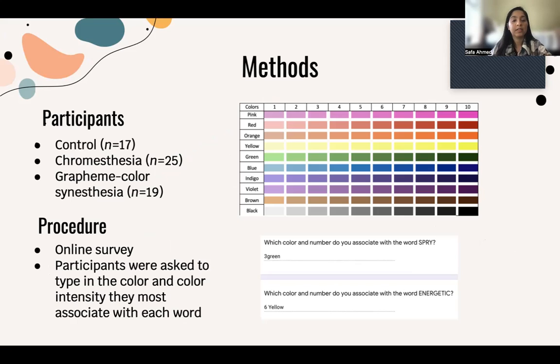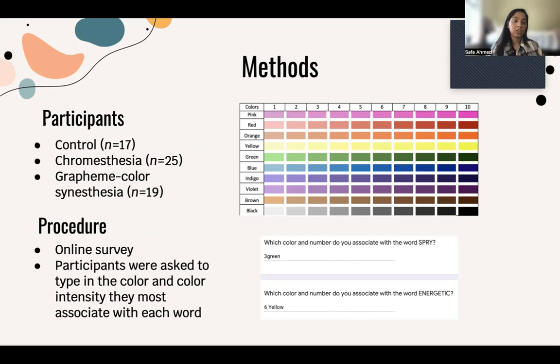My control group consisted of adult female undergraduate students, and my chromesthesia and grapheme color synesthesia experimental groups consisted of people from the synesthesia subreddit, Instagram, and Quora.com. These participants had to fill out a participant check to confirm that they actually have synesthesia, but then everyone had to fill out the informed consent form.